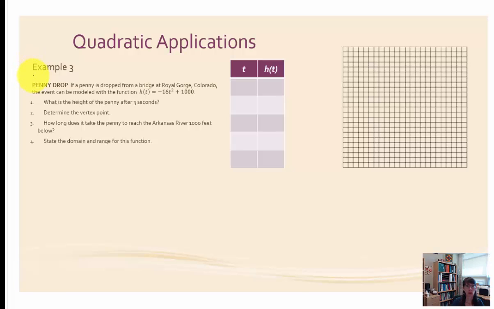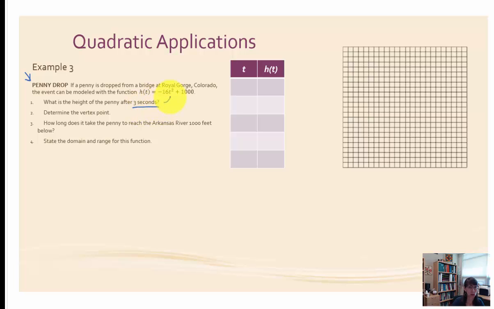In our third example of a quadratic application, we're dealing with a penny drop. If a penny is dropped from a bridge at Royal Gorge, Colorado, the event can be modeled with the function h of t equals negative 16t squared plus 1,000. The first question asks, what is the height of the penny after 3 seconds?